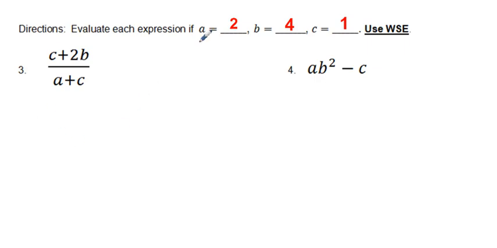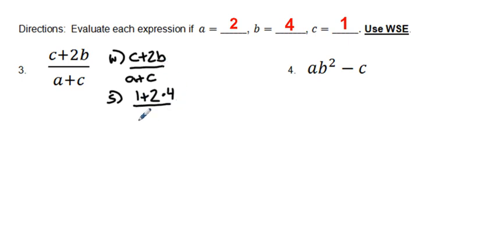So let's move on to number 3. Evaluate each expression if A equals 2, B equals 4, and C equals 1. So the W part, I'm going to copy my problem. The substitute part, I'm going to substitute 1 for C, 2 times 4. Anytime a number is next to a variable, multiplication is assumed.